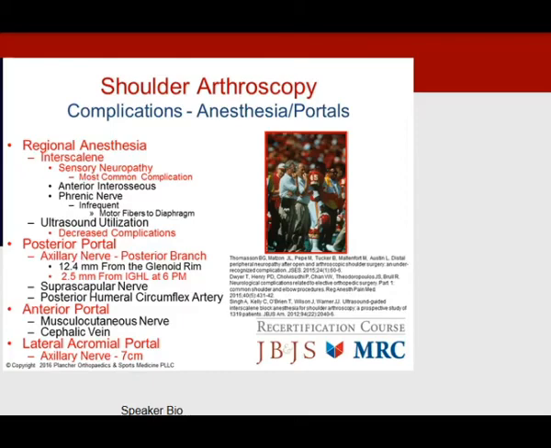Complications do occur, sometimes unfortunately with anesthesia. And in regional anesthesia, the most common complication that's seen is a sensory neuropathy in an interscalene block. We as orthopedic surgeons can sometimes avoid things if we remember to place our posterior portal carefully to avoid the axillary nerve, the anterior portal to avoid the musculocutaneous nerve, and as we spoke about before, the lateral acromial portal to be mindful of the axillary nerve at 3 to 7 centimeters.